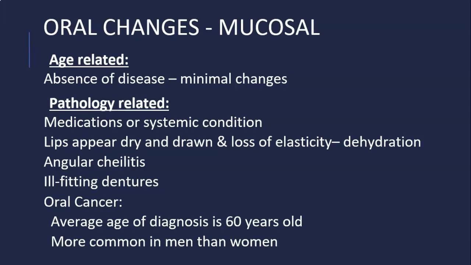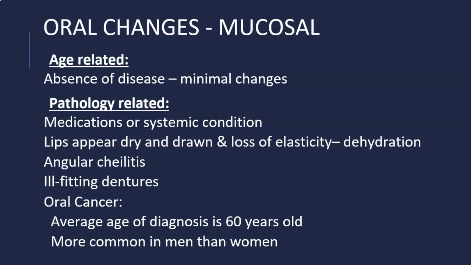Oral changes in the mucosa, age-related. Again, in the absence of disease, really there are not a massive amount of changes. It's really minimal changes that occur. If there is pathology or something else like medications or a systemic condition, then we're likely to see far more changes. Lips can appear dry, drawn down, with loss of elasticity, and dehydration will make that worse. Angular cheilitis, ill-fitting dentures, and the rate of oral candidiasis, of course, with those two things.